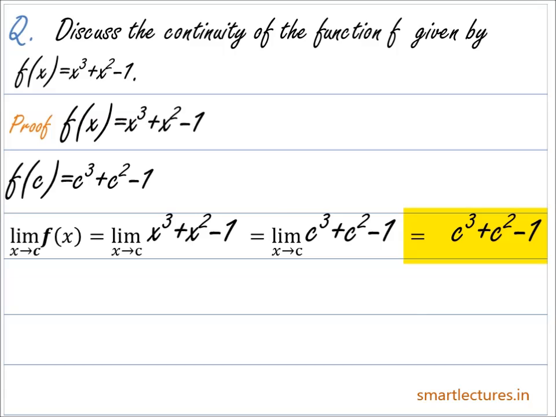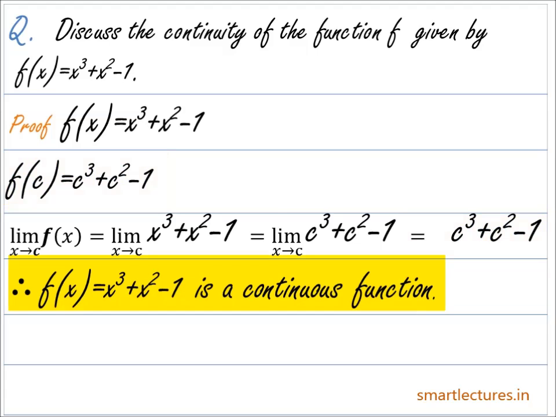So that means the value of the function and the limit of the function at the point c are both equal, and that is the required condition for a function to be continuous. That means the function f given by f of x equal to x cube plus x square minus 1 is a continuous function.